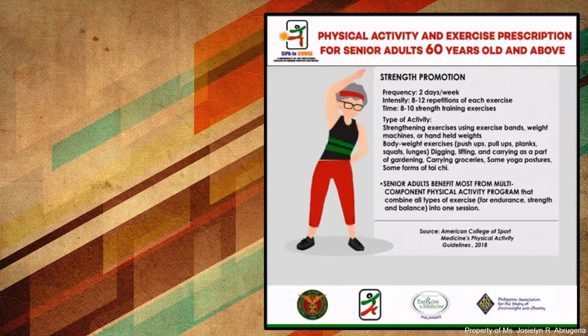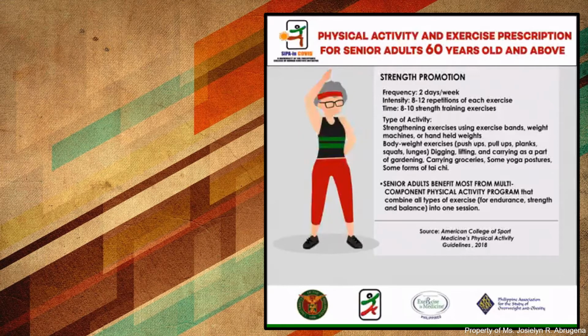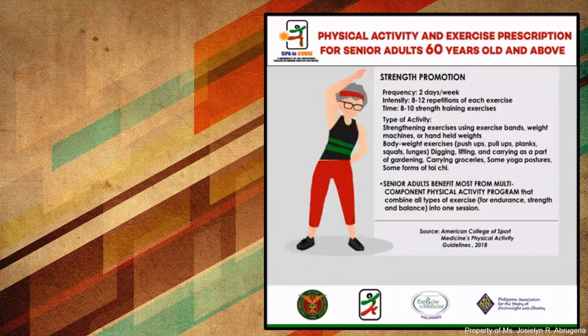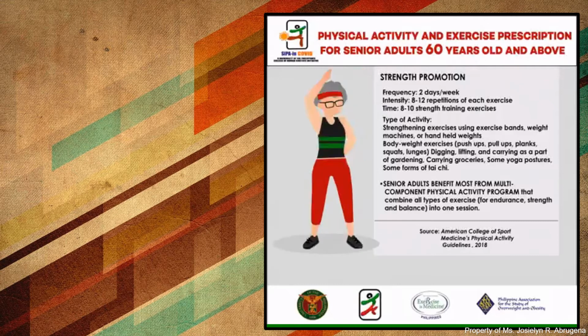Physical activity and exercise prescription for senior adults 60 years old and above. Strength promotion: 2 days per week. Intensity: 8 to 12 repetitions of each exercise. Time: 8 to 10 strength training exercises.